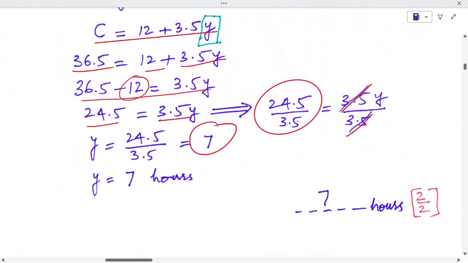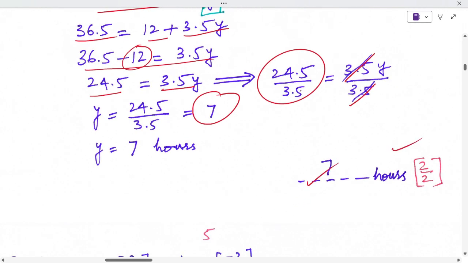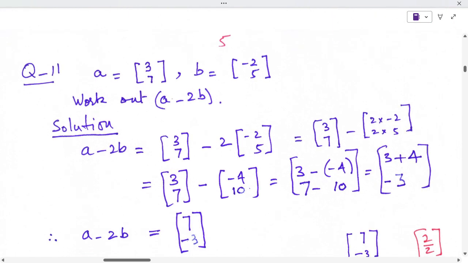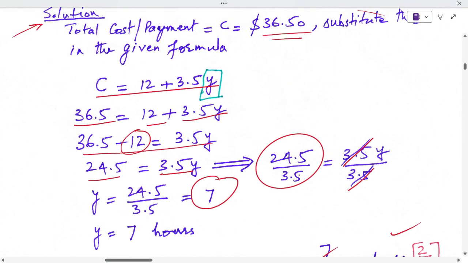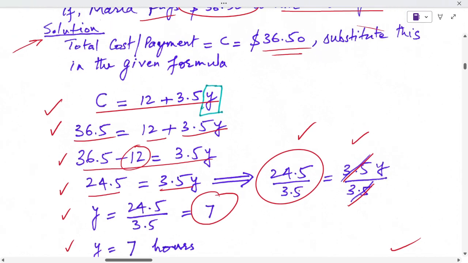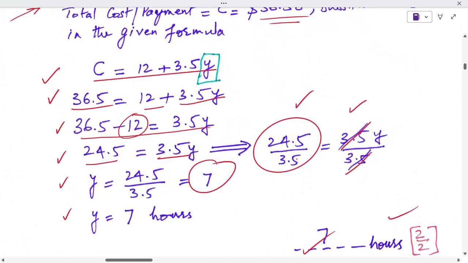You get the answer, and 2 marks will be given to you. Now you see, I am explaining all the steps. My explanation is actually the basic concepts of calculation. If you are fast enough, you can skip 1 or 2 or 3 steps and just write the formula, put in the values and write the answer, 7 hours, and you will get 2 marks. You don't have to go through all the steps.